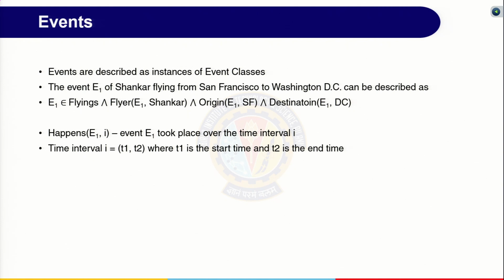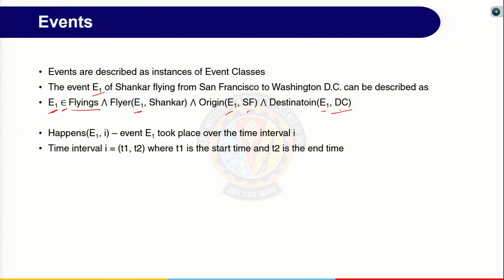Whereas events are described as instances of event classes. So let us take an event E1 which says Shankar is flying from San Francisco to Washington DC. This can be described as: event E1 is a member of class Flyings, and event E1 has the flyer named Shankar. The origin of such event is San Francisco, and the destination of that event is Washington DC. So now we have described an event which has a flyer and which has a class Flyings, which has the origin and destination in our logic statement here.